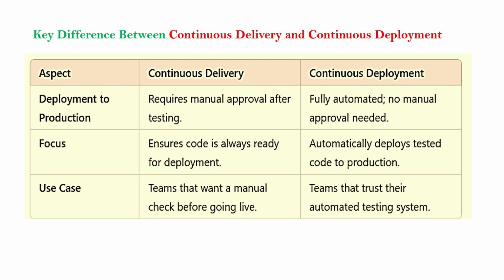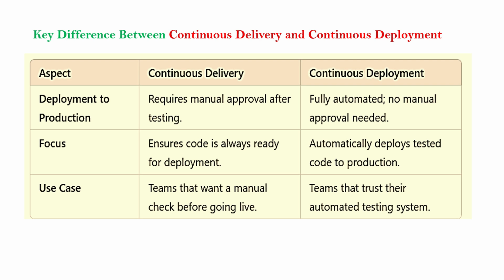Now, a quick comparison between continuous delivery and continuous deployment. Continuous delivery requires manual approval after testing. As I said, in continuous delivery we are doing a manual deployment, so it needs a certain kind of manual approval. Continuous deployment is fully automated; no manual approval is needed. Continuous delivery ensures that the code is always ready for deployment, and continuous deployment automatically deploys tested code to production.